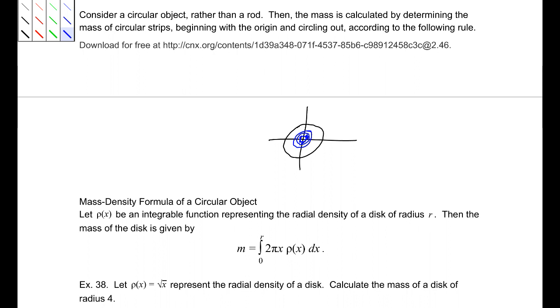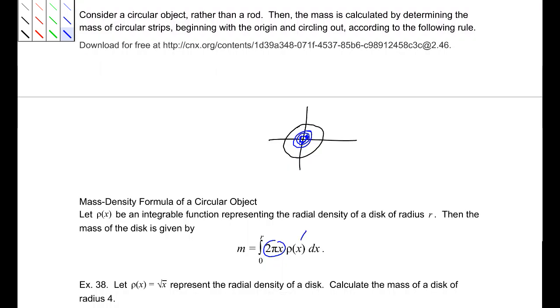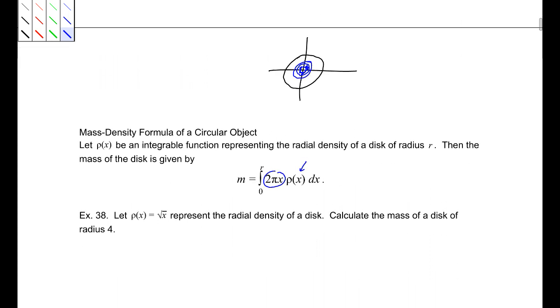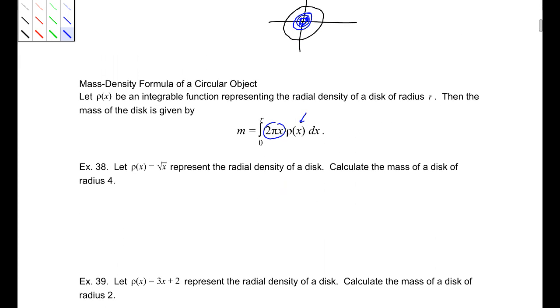Alright, so this would be the way we would find the perimeter, the circumference of the circle. The circumference of each of those individual disks over that density function, and then we're integrating that from 0 to r. Okay, so let's apply that equation here.